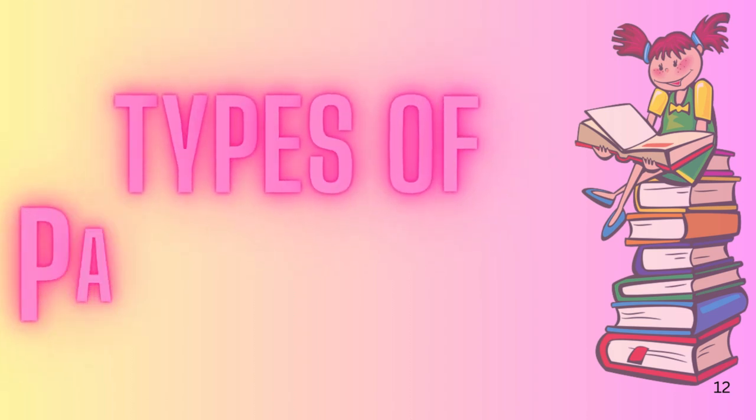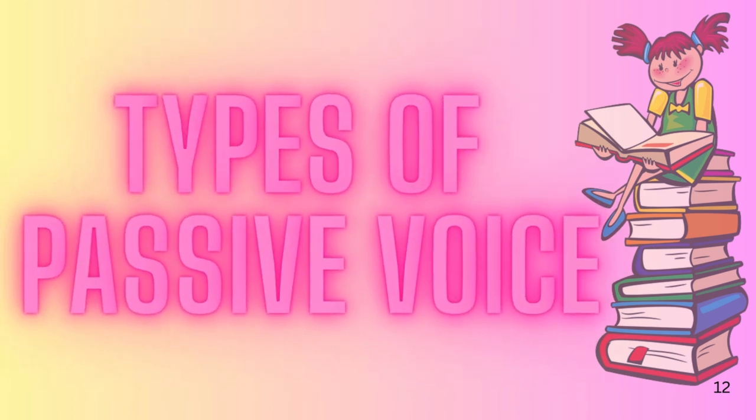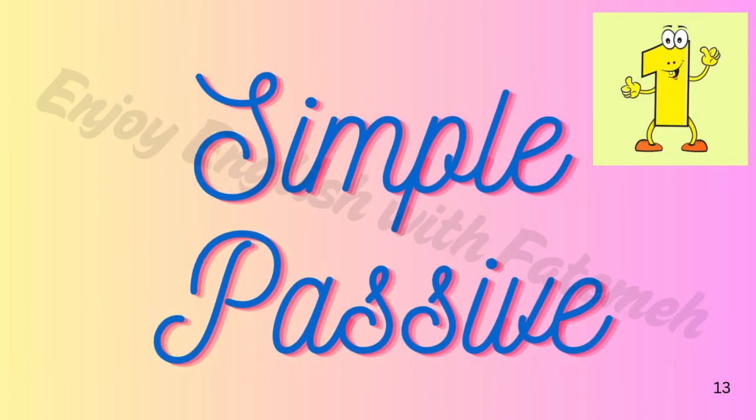Okay? How about types of passive voice? Just a deeper dive. Now, let's explore the different types of passive voice and see how each one works and when to use them. Number one, simple passive. This is the most basic form of the passive voice. It's used to express an action that happens in the past, present, or future without emphasizing the continuity or completion of the action.